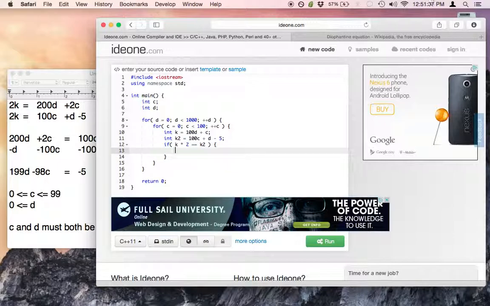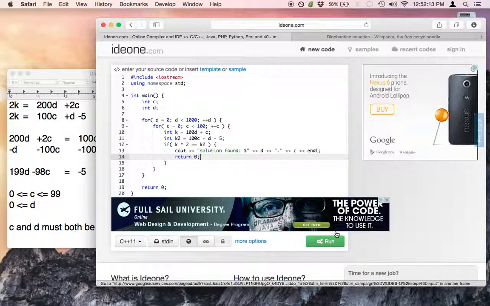And we're going to output some information. We're going to say solution found, and we'll go ahead and output the value of dollars and cents. Number of dollars, maybe a period, number of cents, and then a blank line. And we'll stop searching at that point because we found our solution. This return 0 will cause the program to terminate. So let's go ahead and run this program and see what happens.